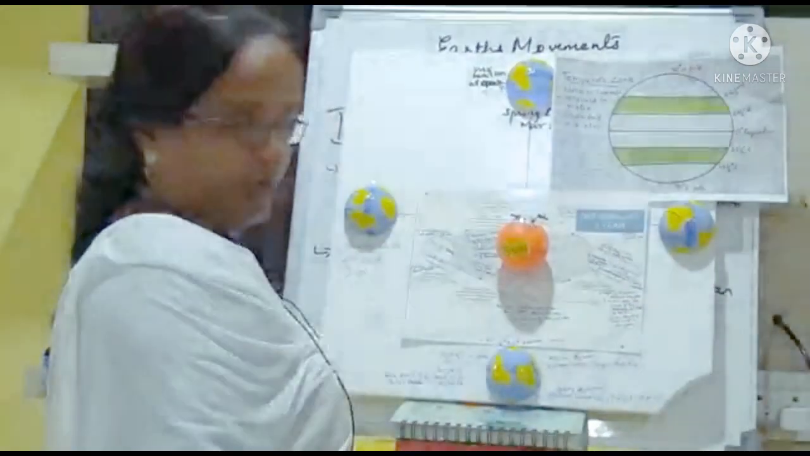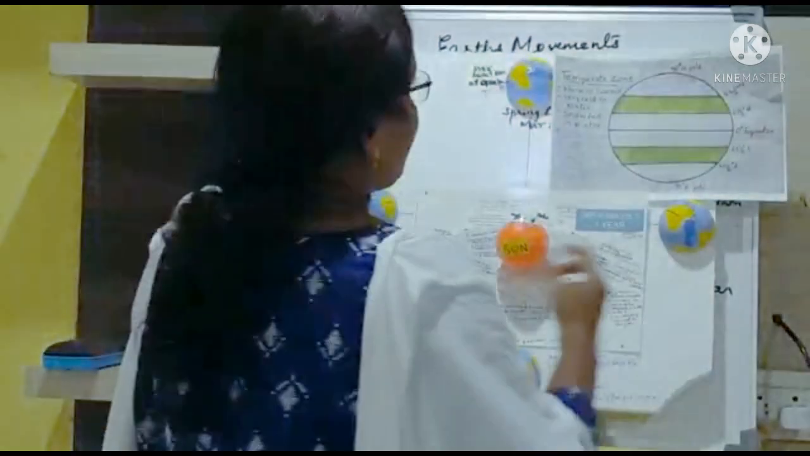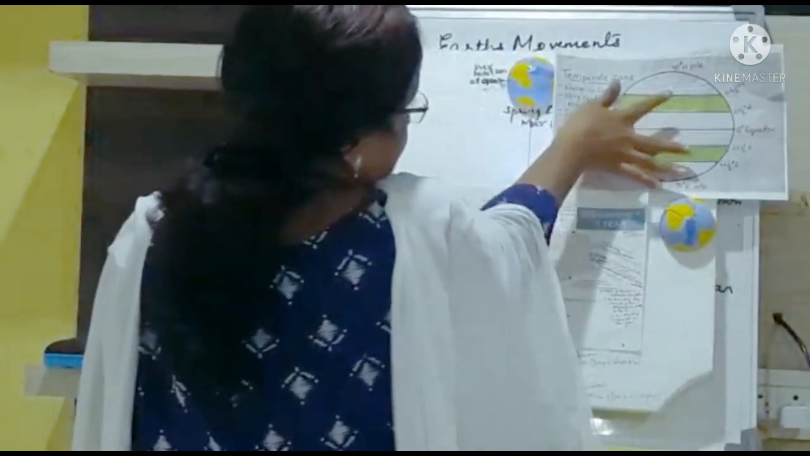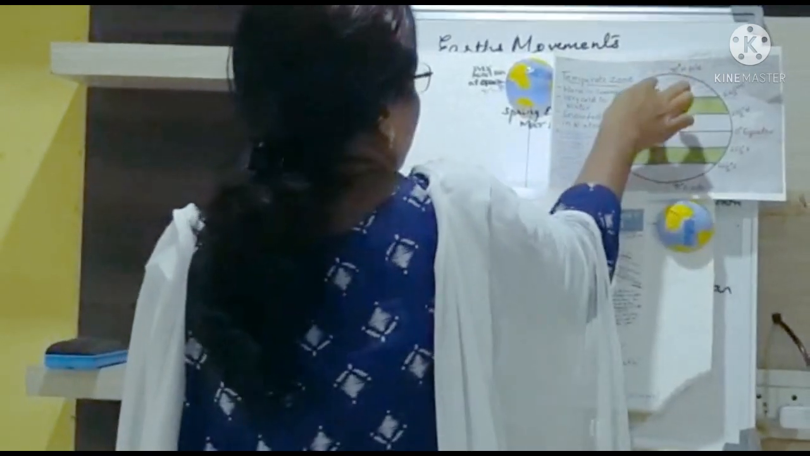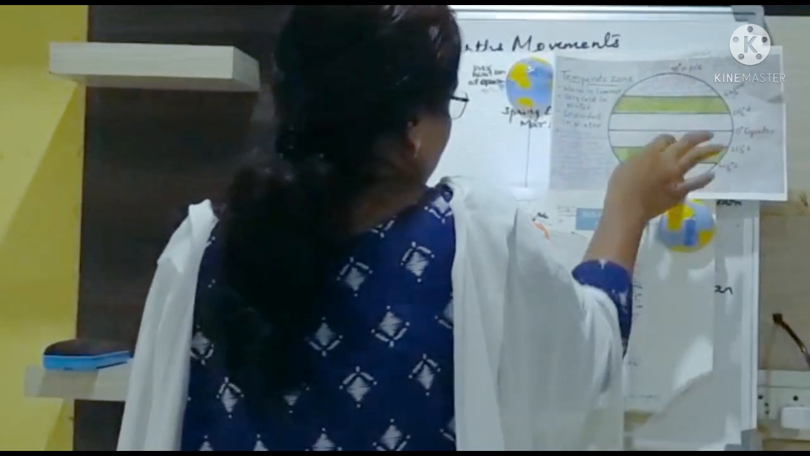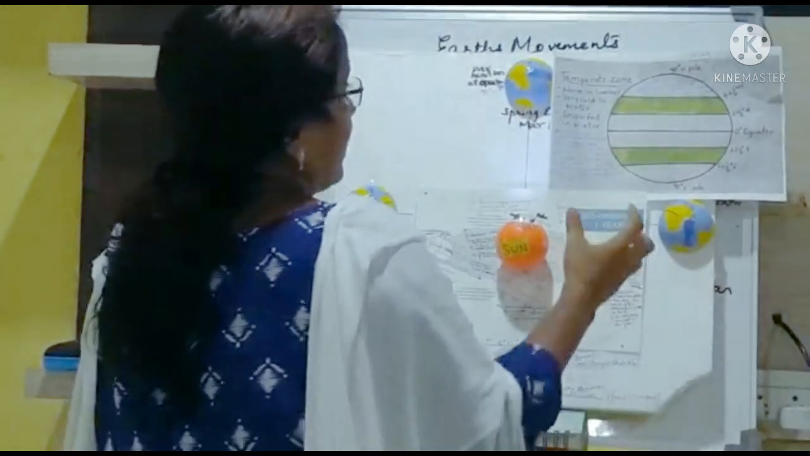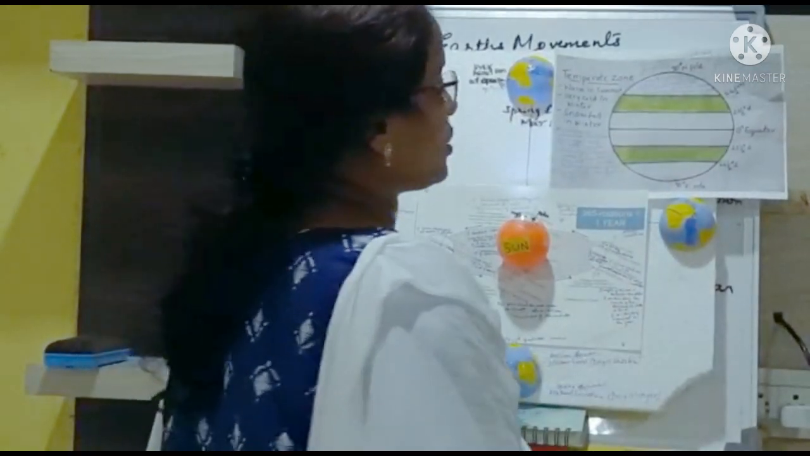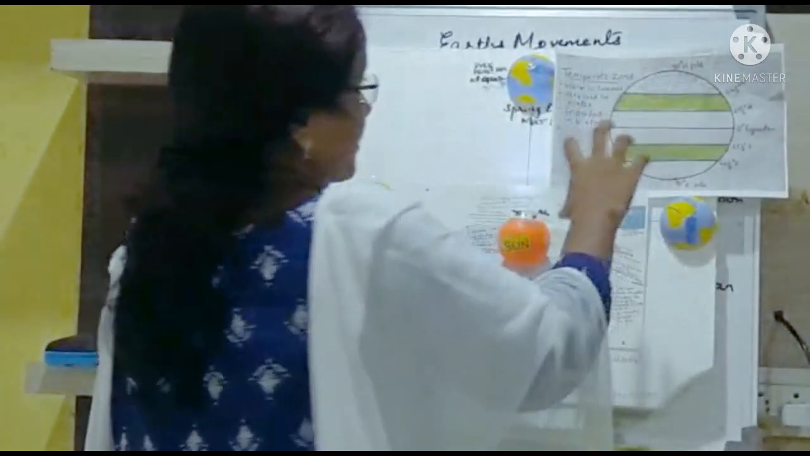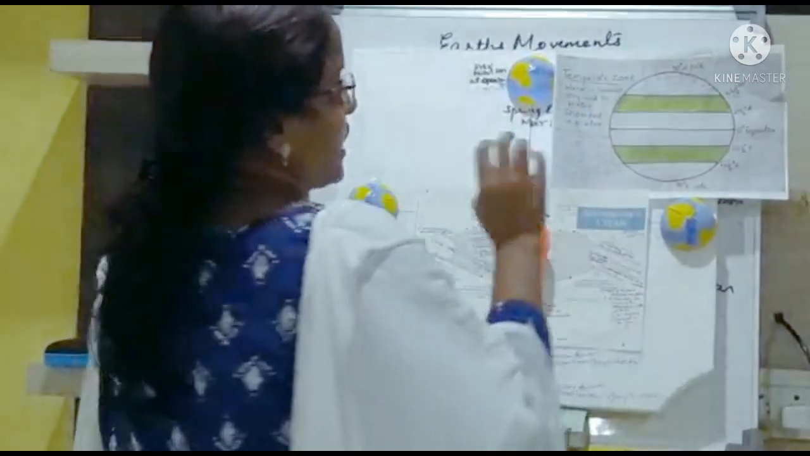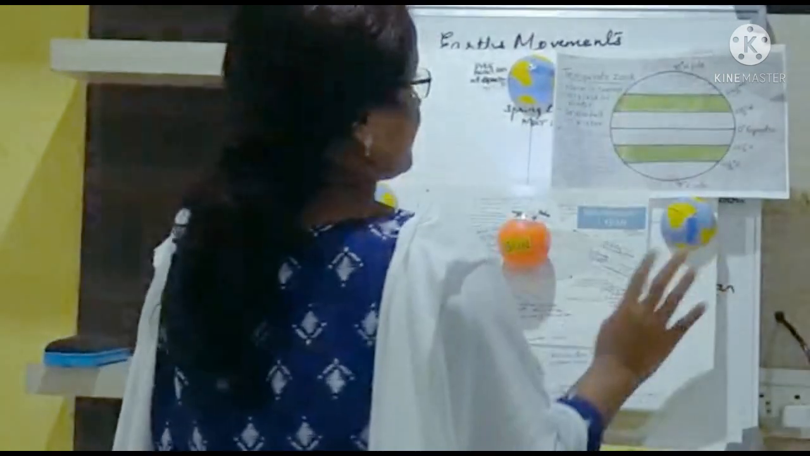And if you move further beyond this green belt, to the north in the northern hemisphere or to the south in the southern hemisphere, then you will reach the polar region or the polar belt. This region is completely covered with snow, and here the sun is completely absent, in darkness, for 6 months.